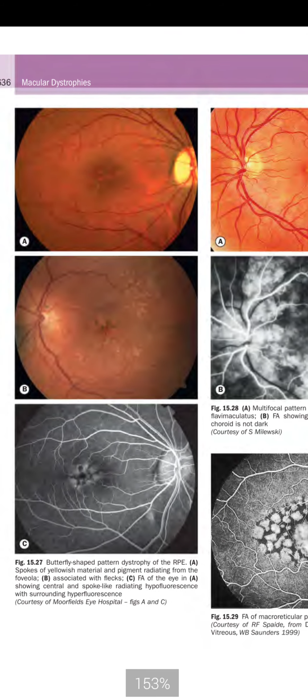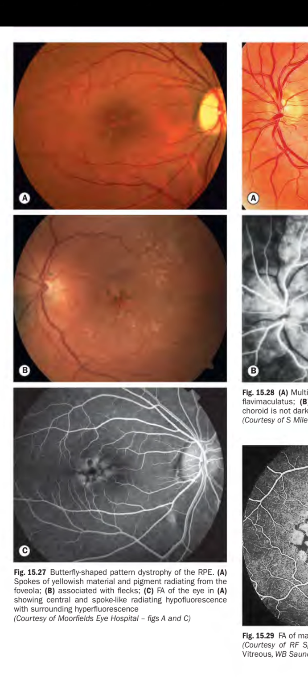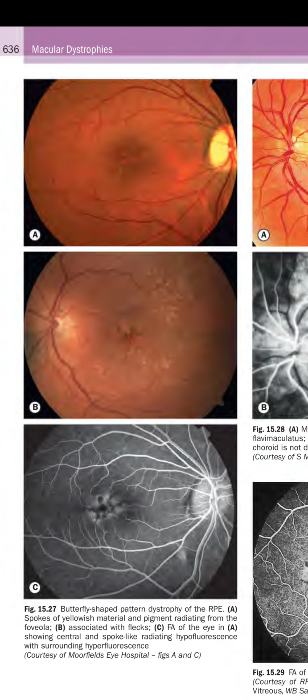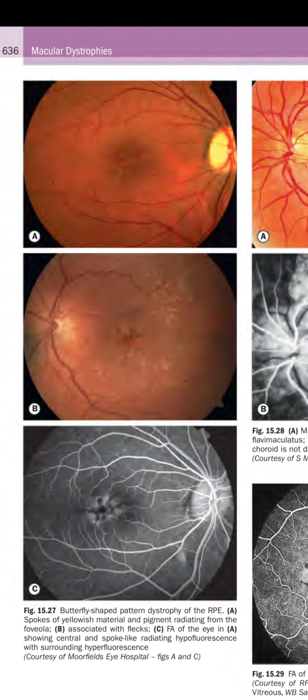So this is a butterfly shape pattern dystrophy of RPE. A is showing spokes of a yellowish material and pigment radiating from the foveola, so spokes like a wheel pattern. B is associated, so there are flecks that are being associated. C is showing FA of the eye, and A is showing central hypofluorescence and there is a surrounding hyperfluorescence.